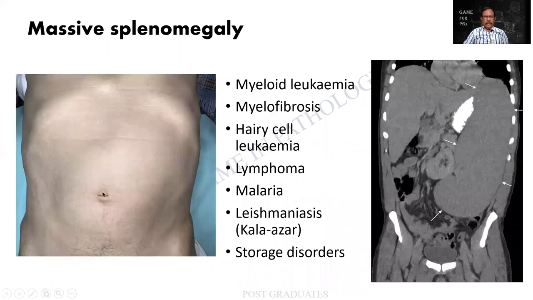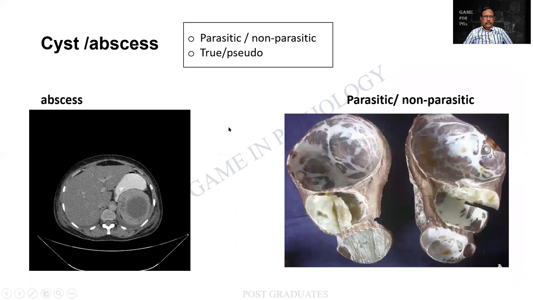So look at this. There is an umbilicus, and I find that there is a swelling from the left region crossing the umbilicus, and it can be palpated in the right iliac fossa, and it is made out by means of the sharp borders. If you are lucky, you may be able to palpate a notch. So the causes are here. Again, a radiological picture of the same, crossing the umbilicus, going into the right iliac region. Myeloid leukemia, myeloid fibrosis, hairy cell leukemia, lymphoma, malaria, Kala-Azar, storage disorders, as we had seen earlier. Chronic venous congestion, fairly a good answer.